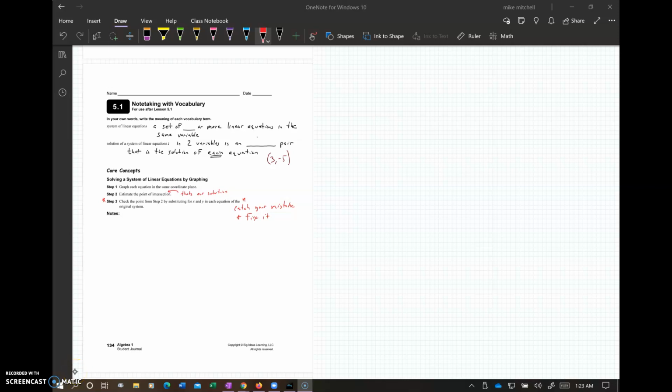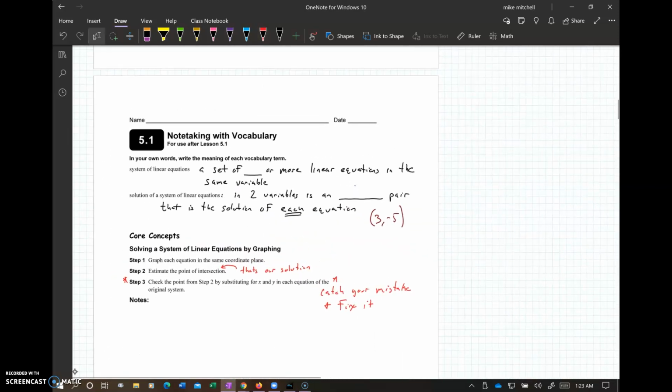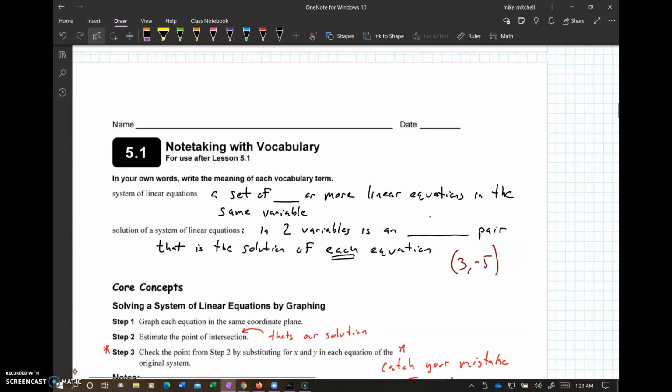Welcome to Algebra 1 5.1 Journal, Solving Systems of Linear Equations by Graphing. System of linear equations. Let's get this going right away. That's a set of two or more linear equations in the same variable.